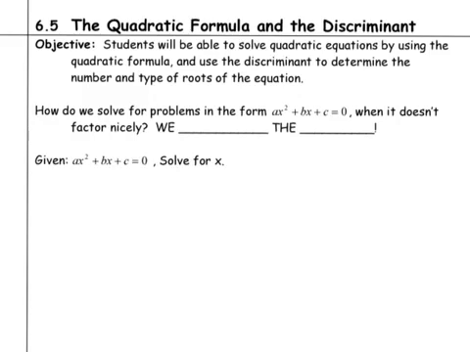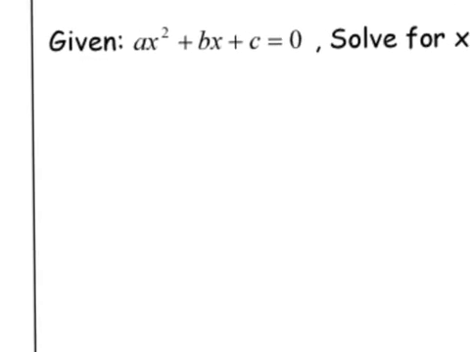So, how do we solve problems in the form ax squared plus bx plus c when it doesn't factor nicely? Well, we complete the square. That does say square there, I promise. Okay, so let's start with this equation: ax squared plus bx plus c equals 0. And let's just complete the square like we know the steps say.